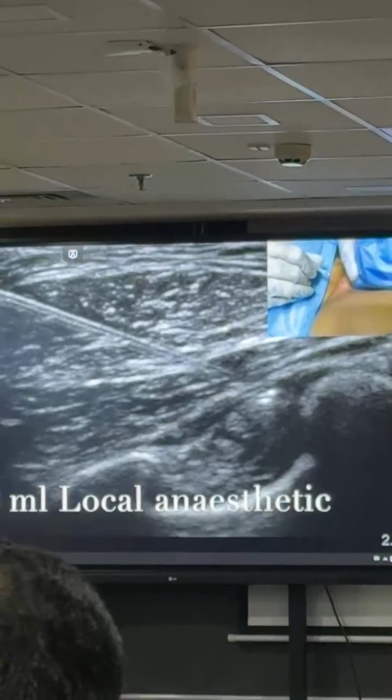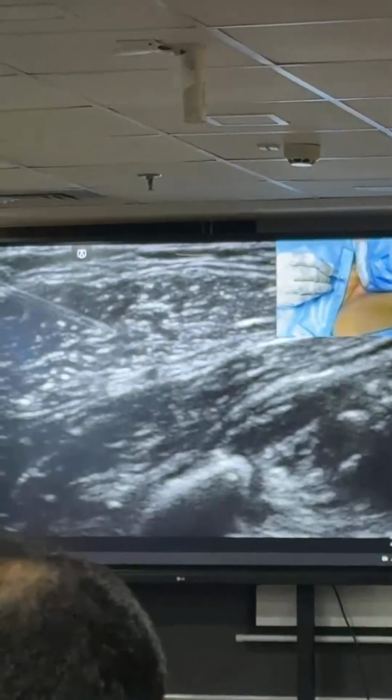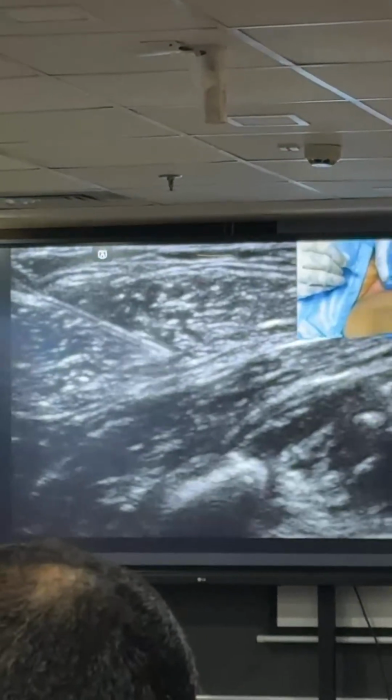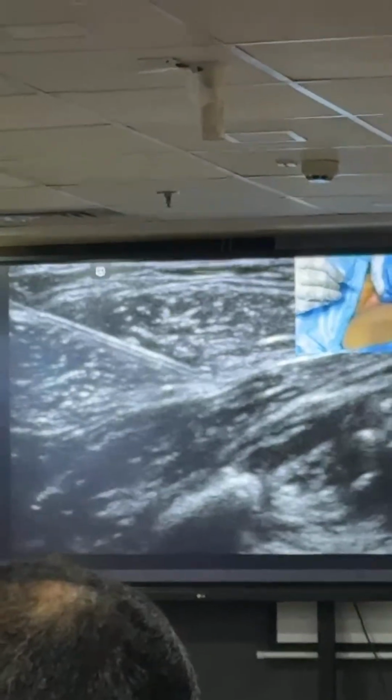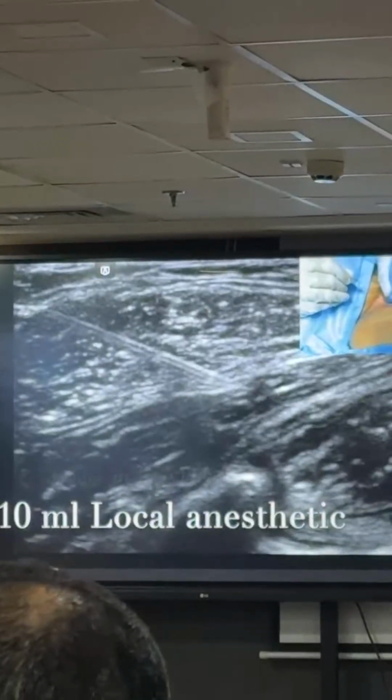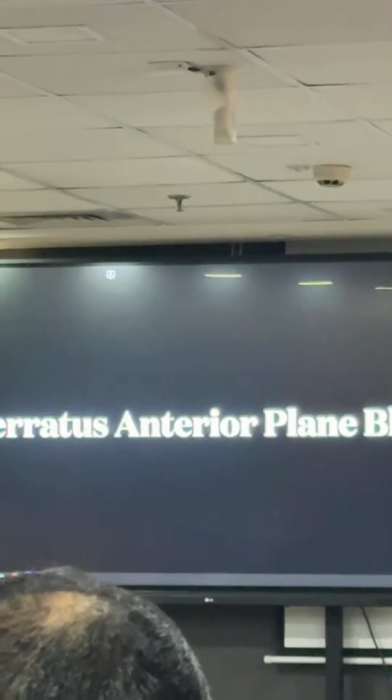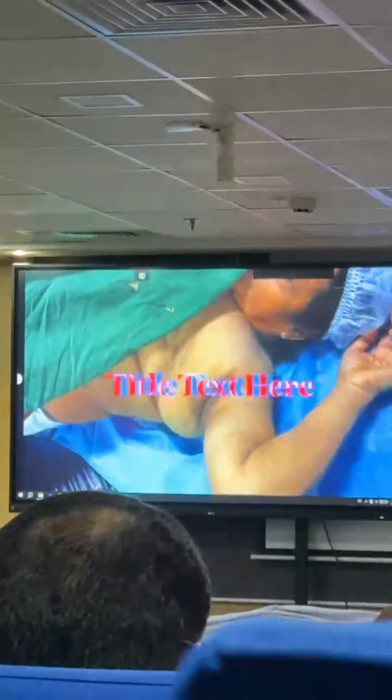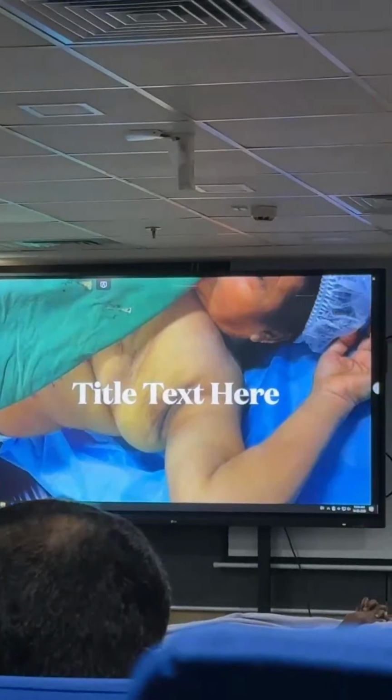Sometimes you can just open up the plane between the pec minor and the serratus. And then when you come back, you can just start with the interpectoral nerve. Sometimes individually, sometimes you need that interpectoral group block. So in that case, you can just do that. And the second one is basically, as I said, the serratus interplane block.